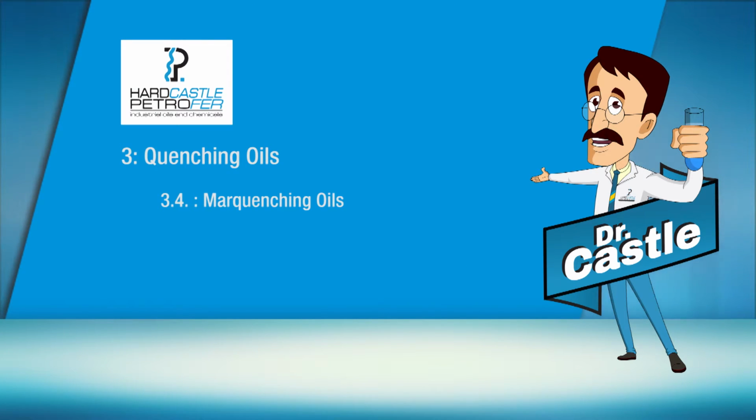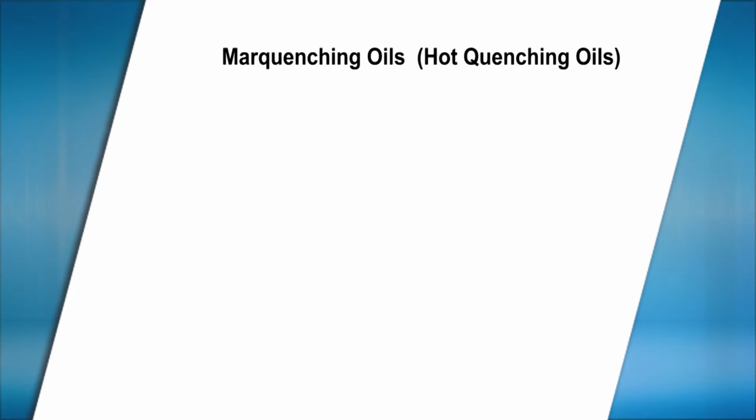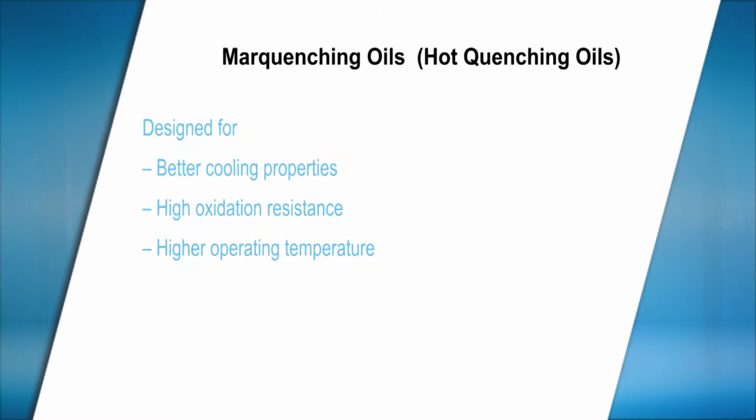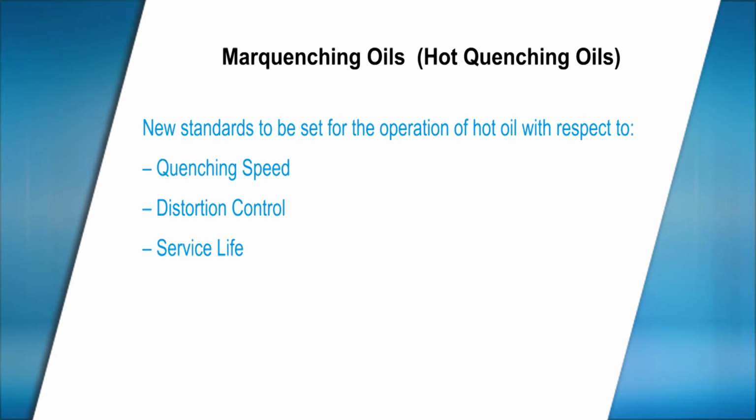The next in line is the information on the marquenching oils. Marquenching oils are popularly known as hot quenching oils. Following the development of new additives, these oils can now offer better cooling properties and high oxidation resistance at higher operating temperatures. This allows new standards to be set for the operation of hot oil with respect to quenching speed, distortion control, service life.